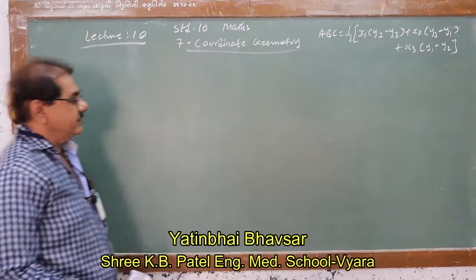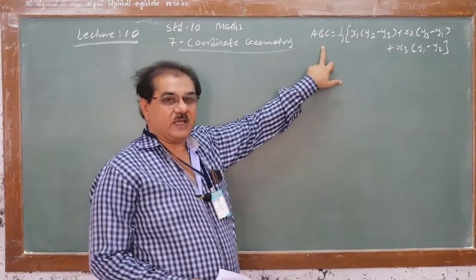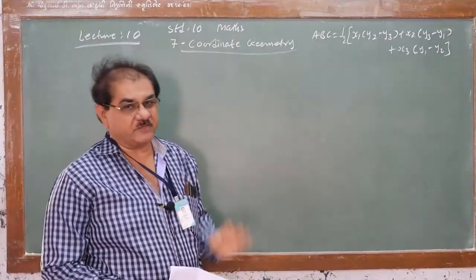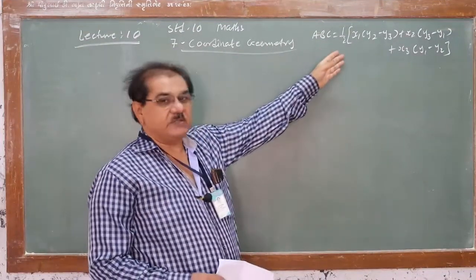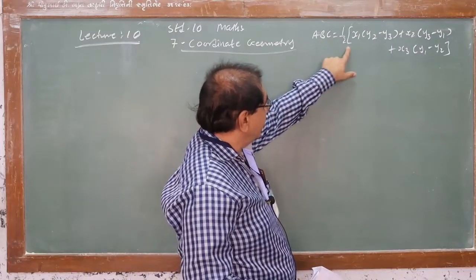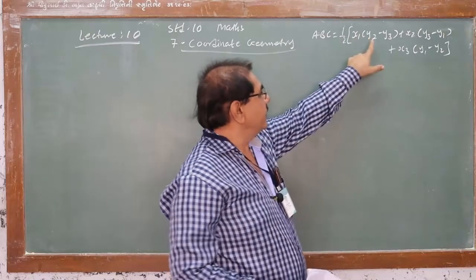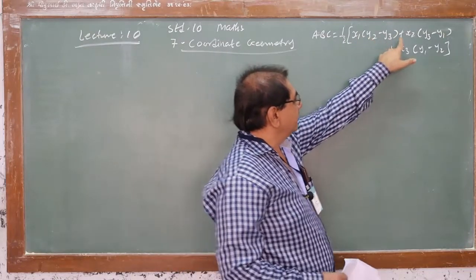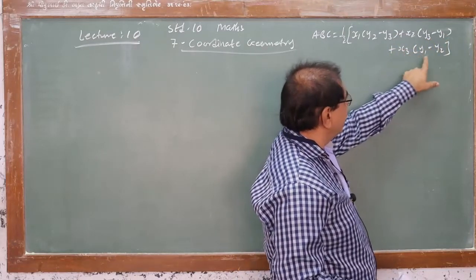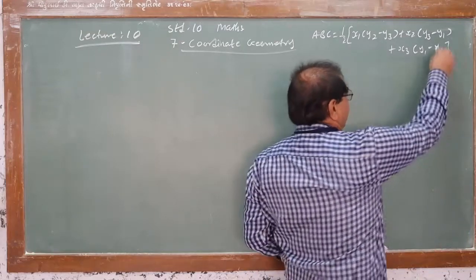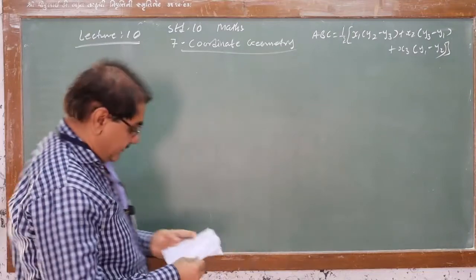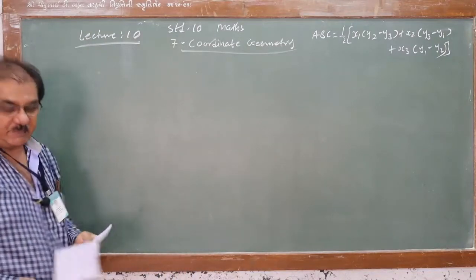In the previous lecture, we derived the formula for the area of a triangle if the coordinates of all three vertices are given. The area of triangle ABC is equal to 1/2 into bracket x1 into bracket y2 minus y3 plus x2 into bracket y3 minus y1 plus x3 into bracket y1 minus y2. So this was the formula we derived. Now we take certain examples based on this formula. We go for textual examples.